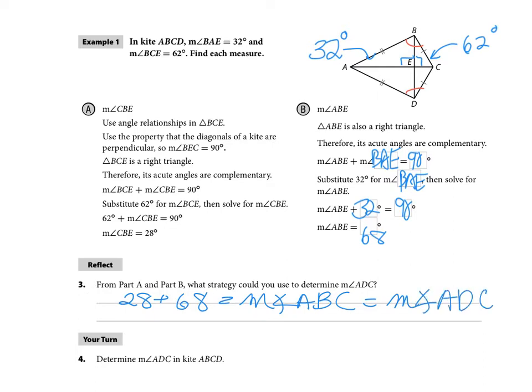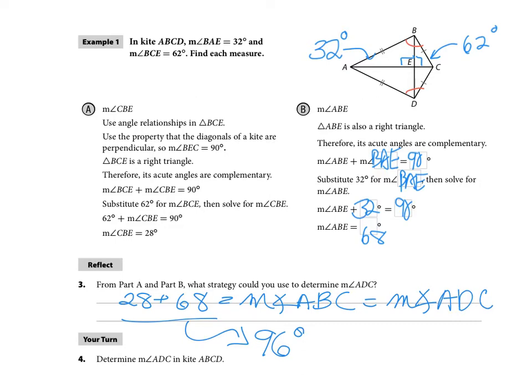And so if we add those two together, the your turn is going to ask you to determine what the measure of that ADC is, and I think I'll just really quickly do that addition for you because the reflect leads right into it, and of course that's going to be 96 degrees.